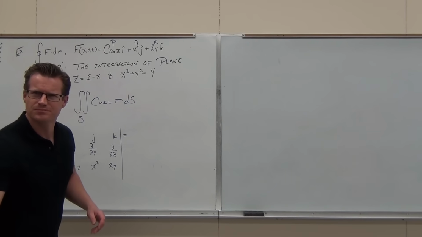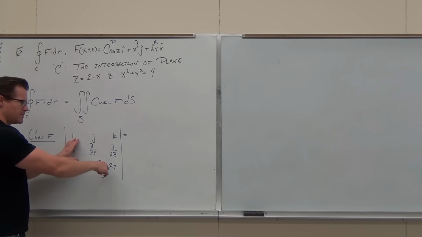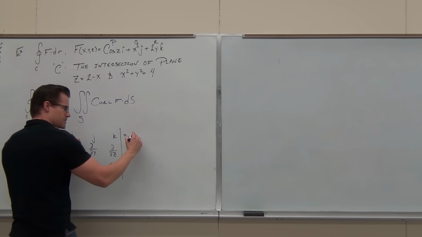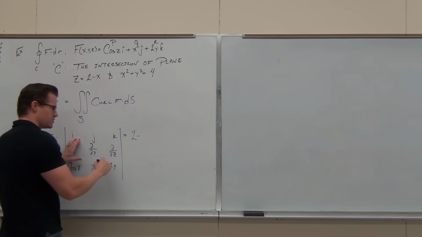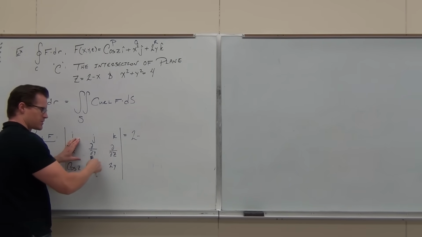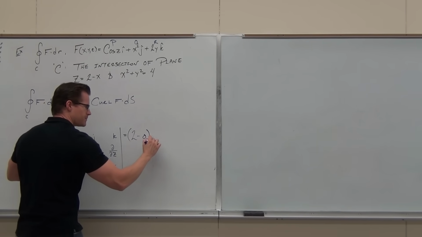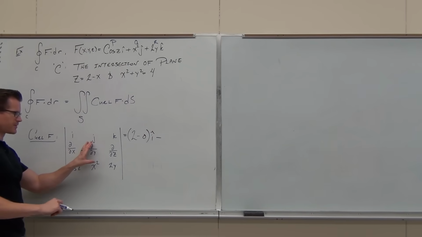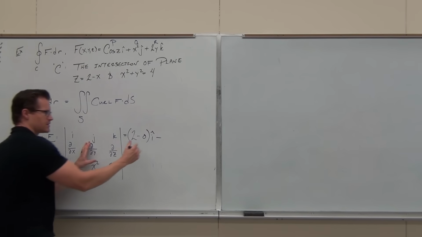Remember how to do it? Cover this, partial minus partial. So what's this give us? 2 minus. Partial of this makes it z, 0. Cool, love it. Minus sign, cover that up. Partial derivative is? 0.